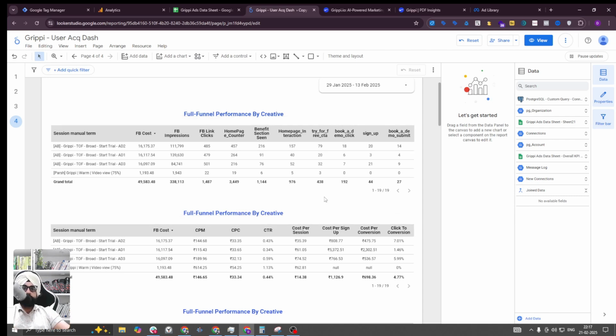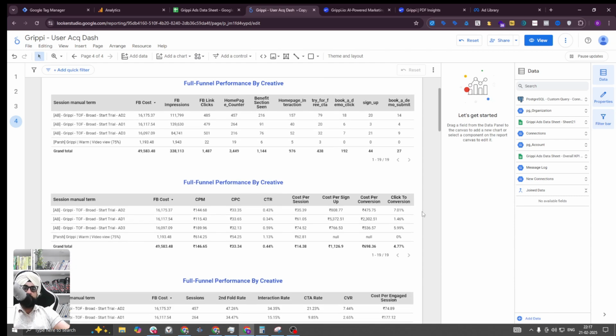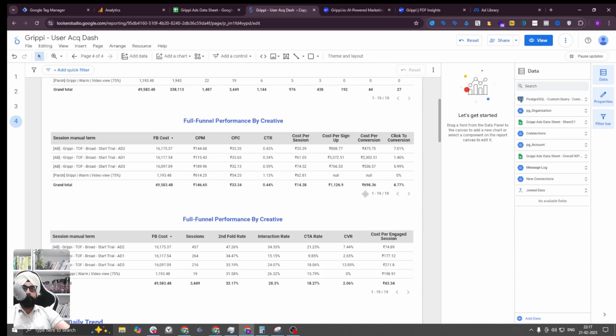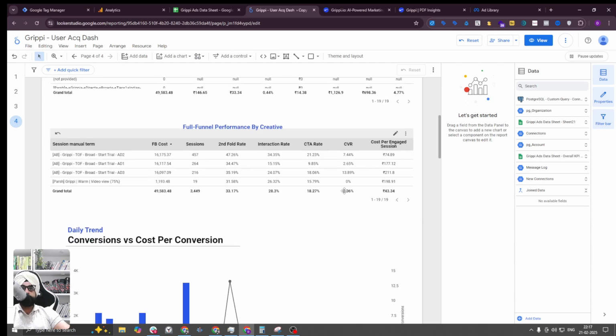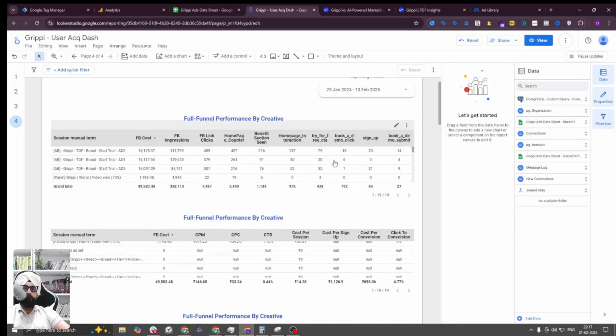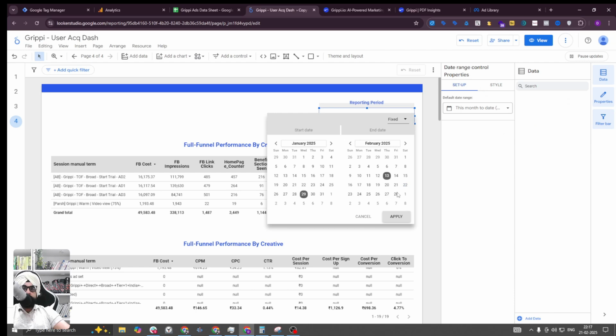All right, so just try to remember the numbers over here. The click to conversion rate right now is 4.77, right, and this one is 1.46. Okay, and the overall conversion rate is 2%. Now let's look at the data when we launched the new ad. It was on 16th.